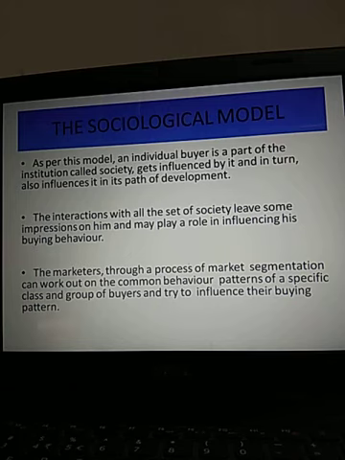So parents influence us in taking decisions. Friends influence us in taking decisions. What do you call it? Sociological model. The marketers, through a process of market segmentation, can work out the common behavior patterns of a specific class and group of buyers and try to influence their buying pattern. So these behaviors are going to be understood by marketers through the process of market segmentation. And finally, they are going to identify the consumer's behavior.